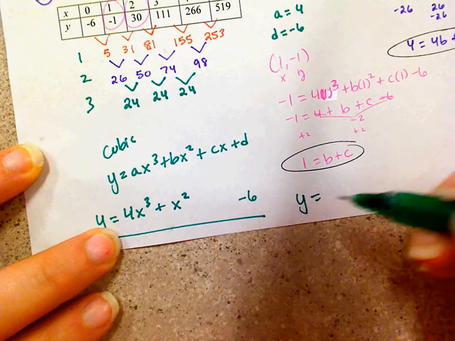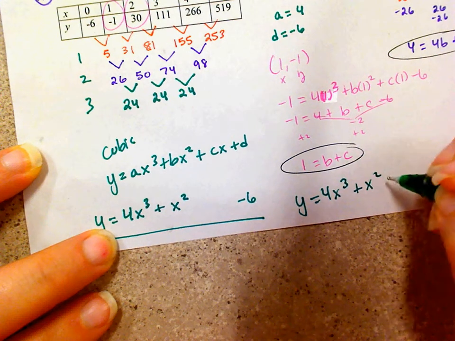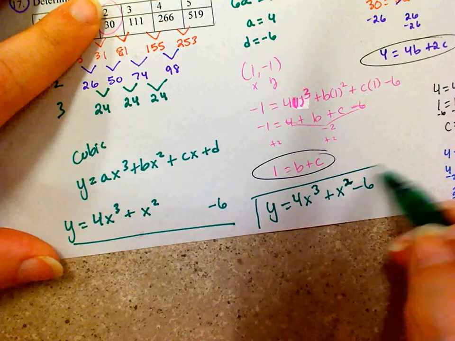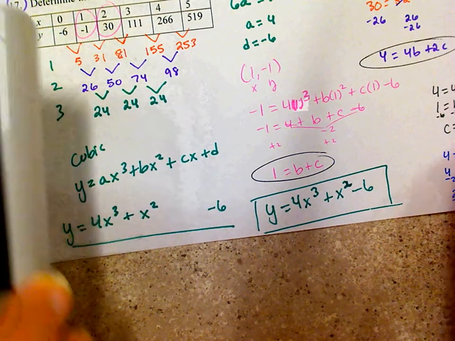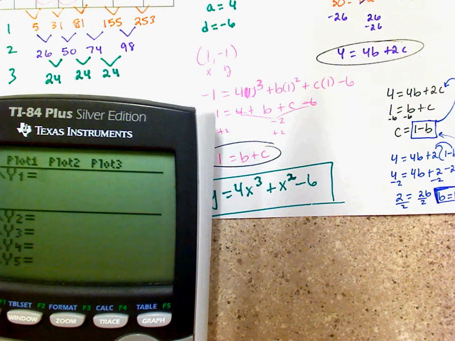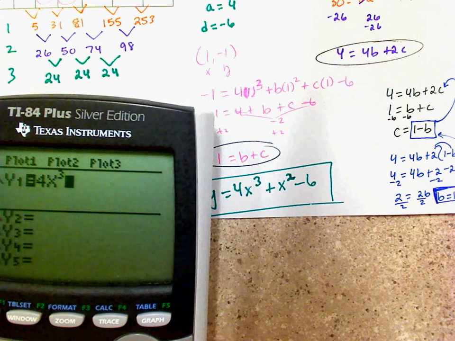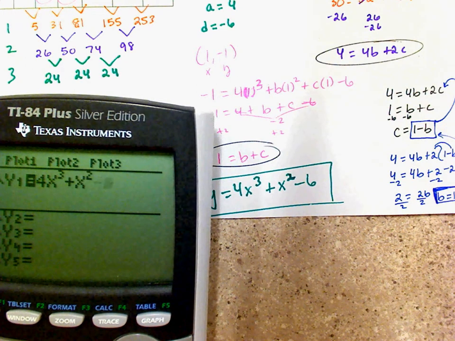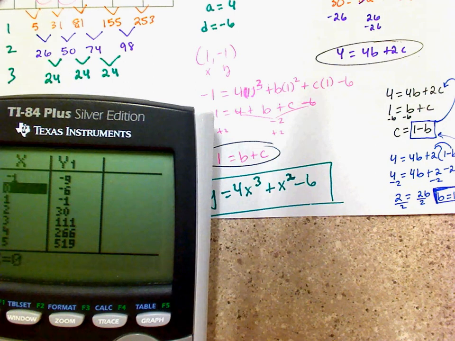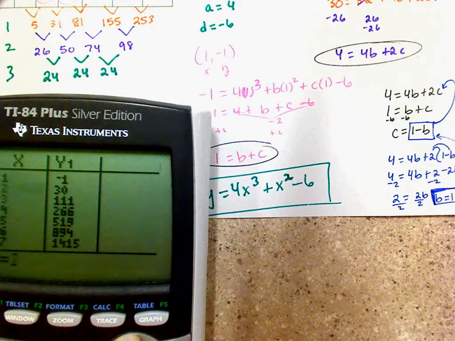And let's go ahead and make sure on that. So y equals 4x cubed plus x squared minus 6. Go to my table. 0, negative 6. 1, negative 1. 2, 30, 3, 111, 4, 266. There you go. Okay. All right.